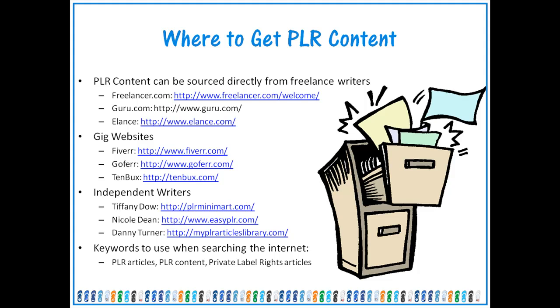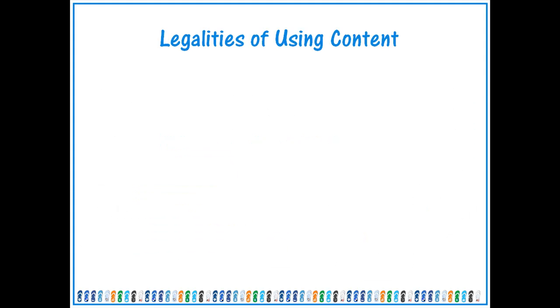There's gopher.com, 10bucks.com. You can even look for independent writers here, like Easy PLR, just all these different resources out there. But once again, you can go out and use the keywords to find this when you're searching the internet: PLR articles, PLR content, private label rights articles. And then you can find some of these different sites. But as long as you're aware of what this is and how it's used, that's all I wanted to get across to make sure that you understood that tonight.